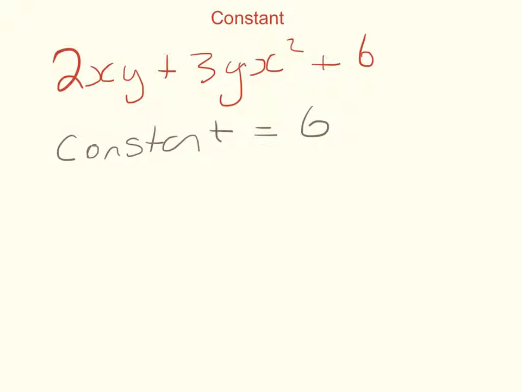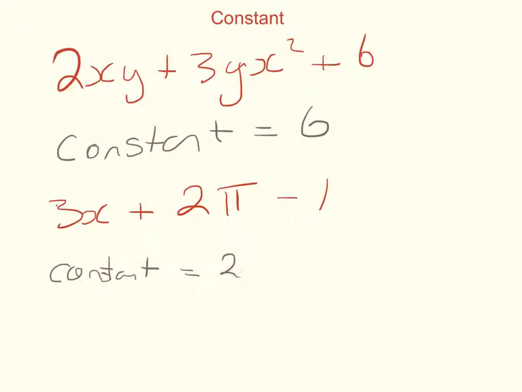is 6. What happens if I have something like this, where I have 3x plus 2 pi minus 1? Well, here is my variable. Remember, pi looks like a variable. It's actually a symbol for a number. So in this case, my constant is 2 pi minus 1. So this whole thing here is my constant.